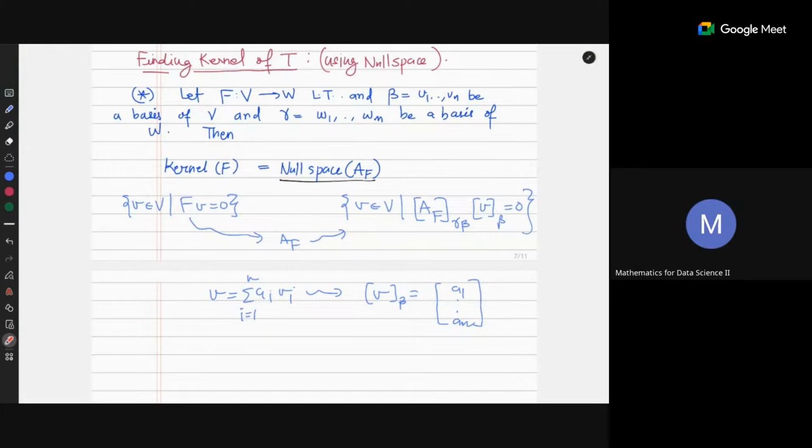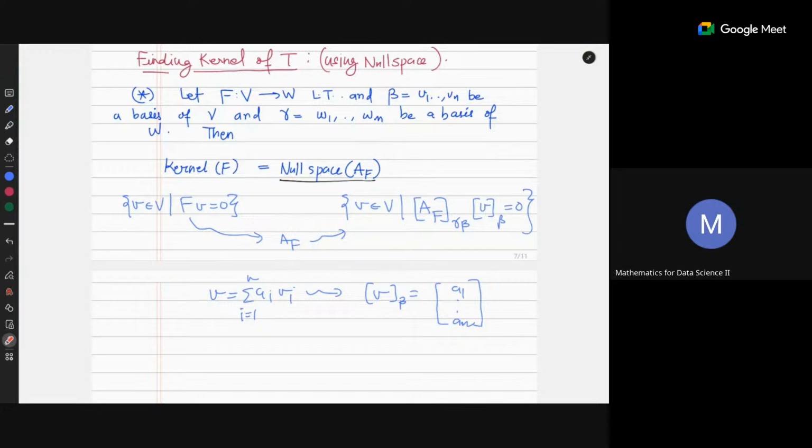So finding the kernel of the function is the same as finding the null space of this matrix. We have already seen how to represent a linear transformation via a matrix. And now we will use that matrix representation to find the kernel of the linear transformation. And we already know how to calculate the null space of a matrix.